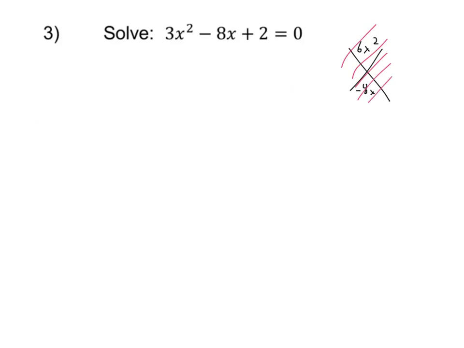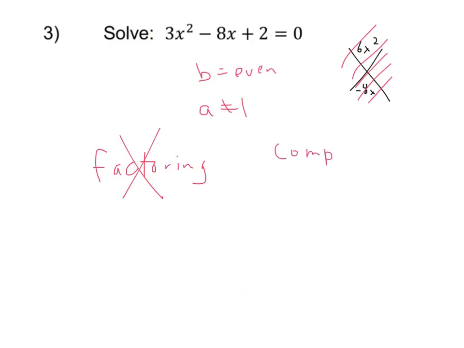Okay, so factoring doesn't work. How about completing the square? Would completing the square work? Right, well, I see that b is even, so that's good. Oh, but wait a minute. A is not equal to 1. A is equal to 3. So on this one, this is actually an example where factoring is not a good idea, and also completing the square is not a good idea either. Okay, and I just want to point that out, right?